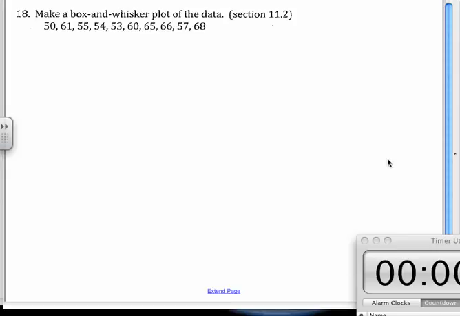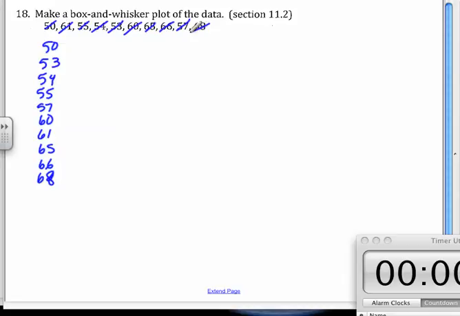All right, now let's look at number 18 here. I need to go from least to greatest, and I think the smallest number I see is 50. Let me write 50 right here. All right, so that one's done. 55, 54, 53. Okay, 53 is the next smallest number. 54 is the next smallest. 55, thank you. 55, 57, 60, then 61, 65, 66, and 68.